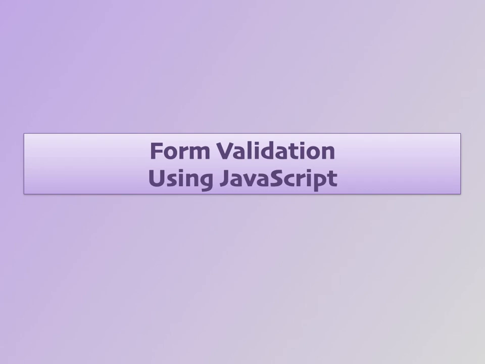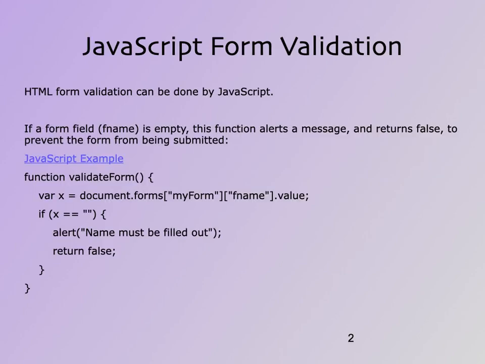In today's topic, we are going to discuss form validation using JavaScript. JavaScript form validation. HTML form validation can be done by JavaScript. That is what is known as JavaScript form validation. If a form field, for example, form name or fname, is empty, this function alerts a message and returns false to prevent the form from being submitted.